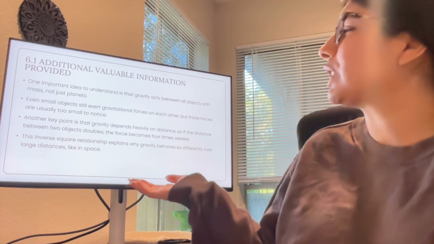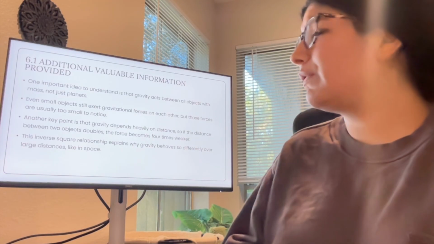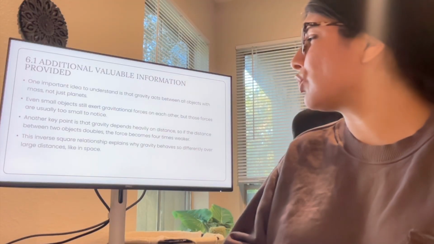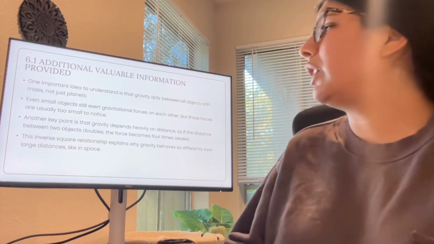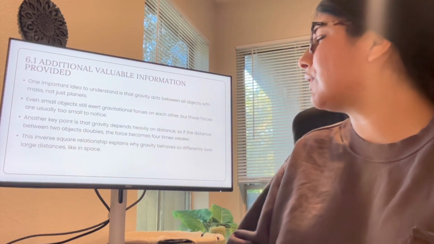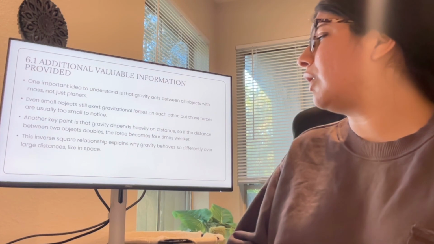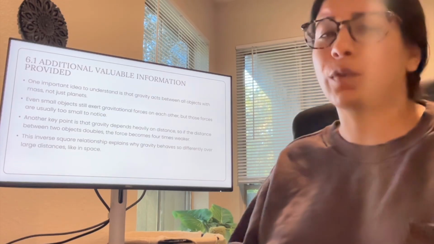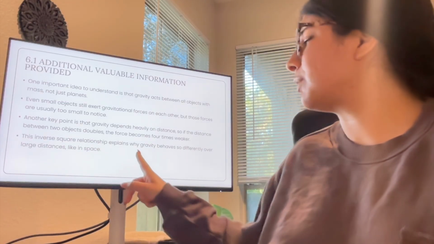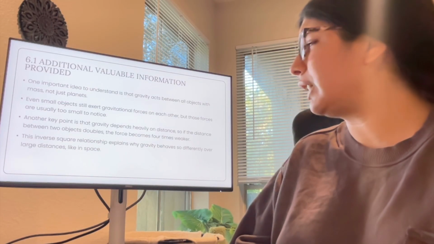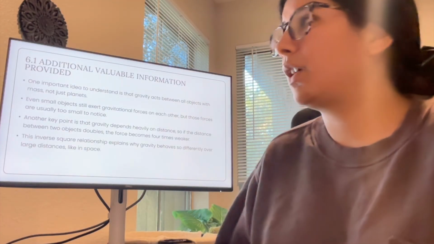One important idea to understand is that gravity acts between all objects with mass, not just planets. Even small objects still exert gravitational forces on each other, but those forces are usually too small to notice. Another key point is that gravity depends heavily on distance. So if the distance between two objects doubles, the force becomes 4 times weaker. This inverse square relationship explains why gravity behaves so differently over large distances, like in space.